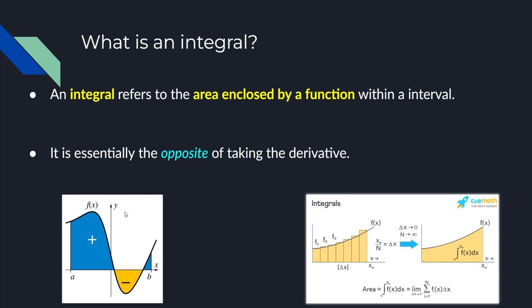Now, one thing to keep in mind is that this is essentially the opposite of doing the derivative. They are opposites of each other, just like how adding and subtracting are opposites, or multiplying and dividing. Just like if you multiply a number by 2 and then divide by 2, you end up in the same spot. The same thing happens if you take a derivative and then take an integral of that same equation. You end up back where you started.